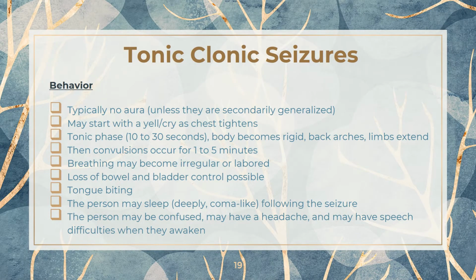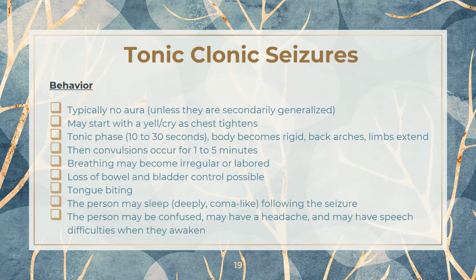Tonic-clonic seizures typically have no aura unless they generalize from a type of seizure that does have an aura, like a simple partial seizure. As the seizure starts, the person's chest tightens, which might cause them to yell or cry. During the tonic phase, which is about 10 to 30 seconds, the body becomes rigid, the back arches, the limbs extend, and then the person experiences convulsions for 1 to 5 minutes. The person's breathing may also be irregular or labored, and they may lose bowel and/or bladder control.